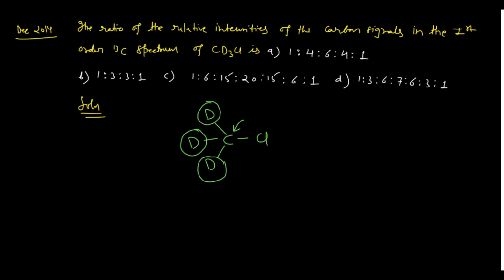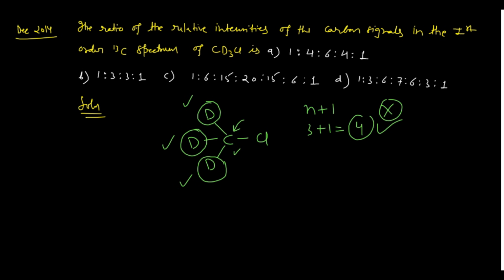So simply what you can see here, this carbon can be split by the deuterium and the deuterium. If you apply the normal n+1 rule for this particular carbon, then you can straightforwardly say 3 + 1 equals 4. That means 4 lines will be observed, but it would be wrong. Please remember, it would be wrong.